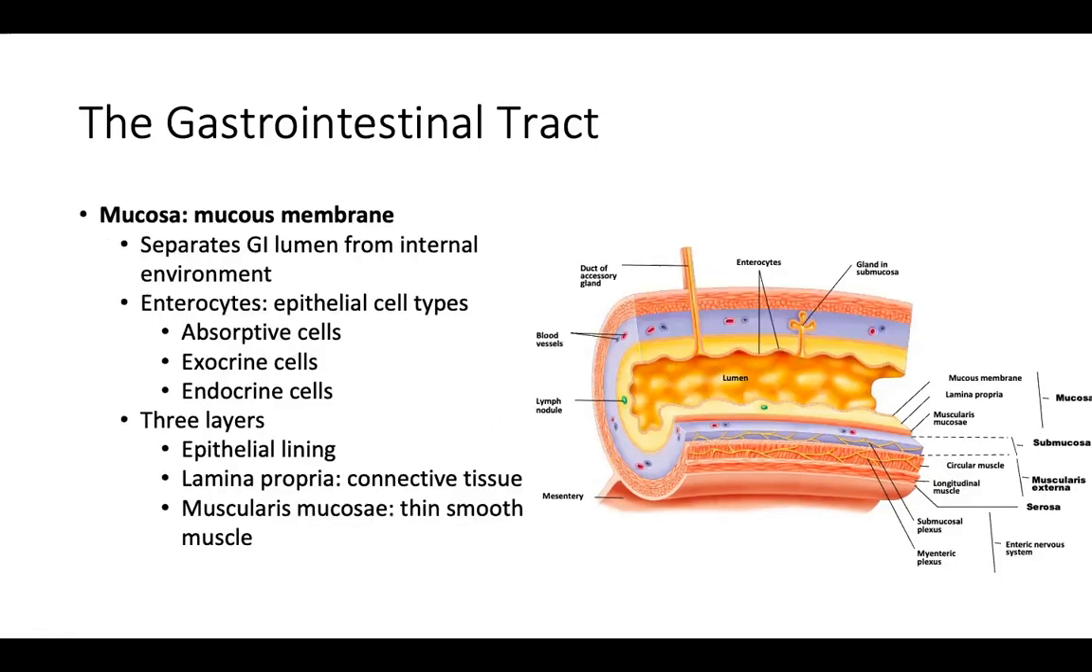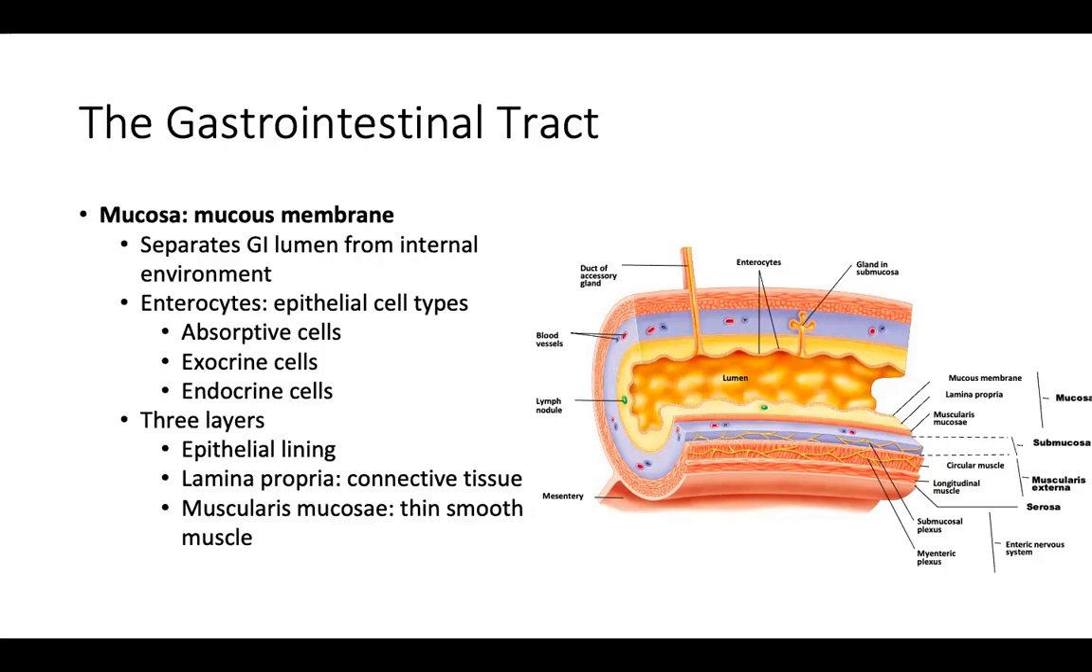So let's start by going into some more detail with the mucosa. This is the membrane that comes in contact with our food. So naturally, we're going to see it being the first line of separation from the internal environment and the external environment. It's also going to have some important cells that help with the GI function. These are epithelial cells, right, because they're part of that epithelial lining or membrane.